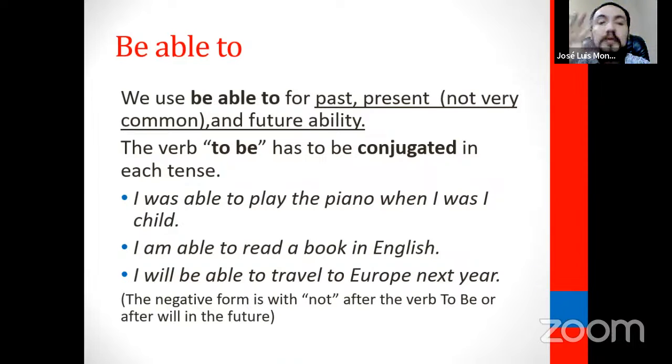But okay, one more time, to recap. We use be able to when we want to talk about present, past, or future. If it's past, we say I was able to, or you were able to, plus the base form, of course. You say I was able to do this action in the past, or you were able to do this other action also in the past. In the present, of course, I am able to, he is able to, they are able to.